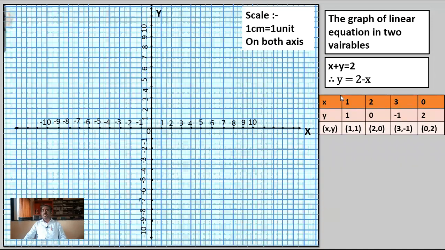First, to determine the coordinates of x and y for this equation.